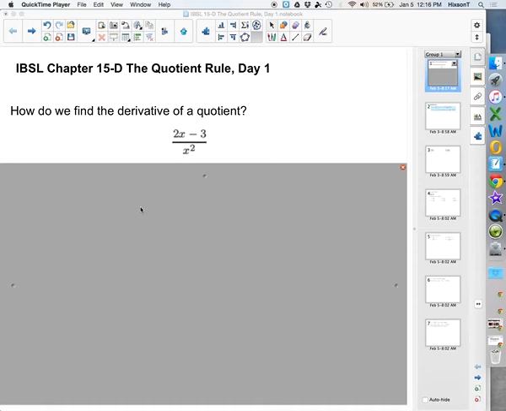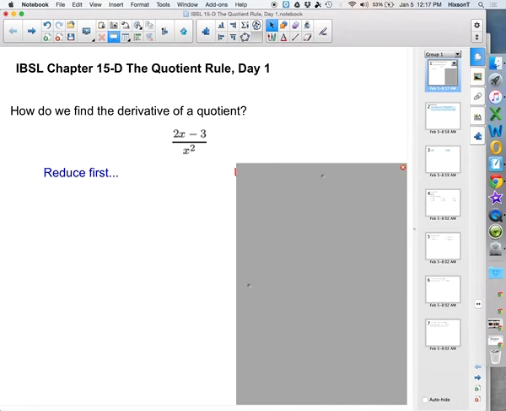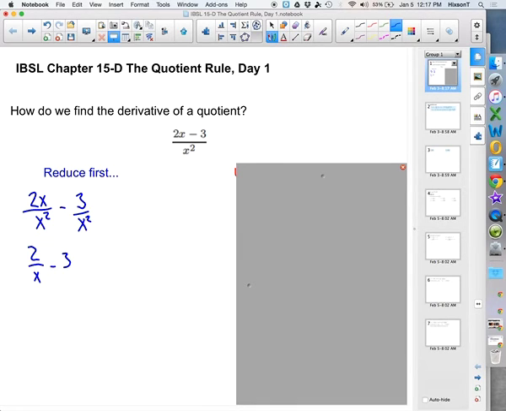Okay. So first of all, the first method that we could use is simplifying. Because our denominator is a monomial, I could split this up into two separate fractions. I could make this 2x over x squared minus 3 over x squared. And then I could rewrite this as 2 over x minus 3 over x squared. And I'll call this y to begin with. So notice here, I'm just working with the original function.